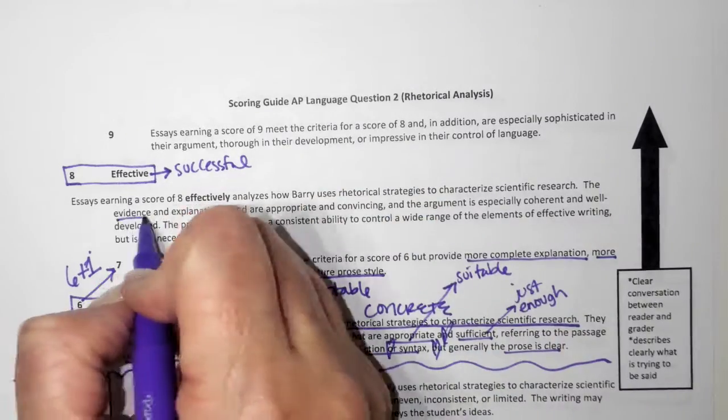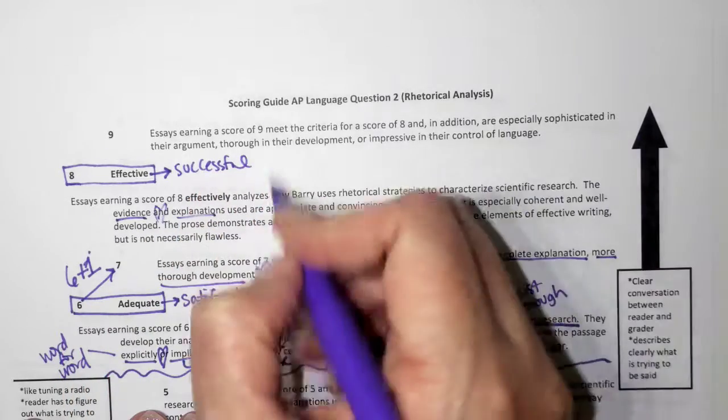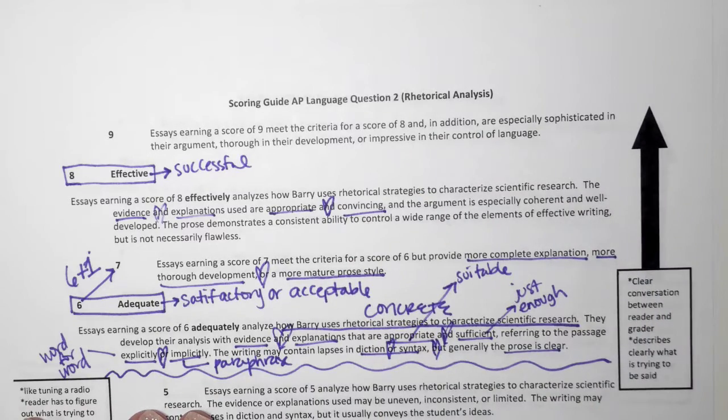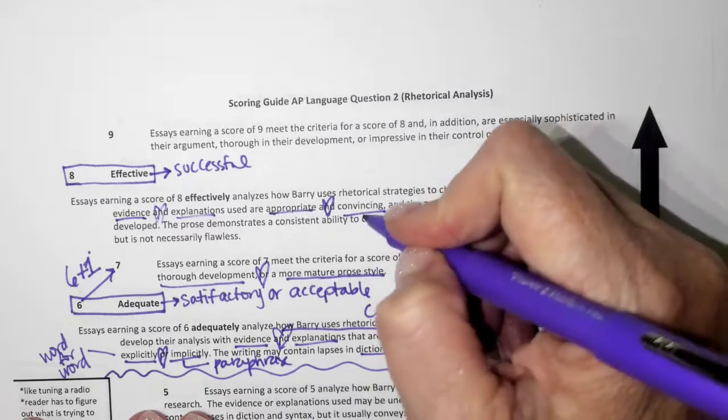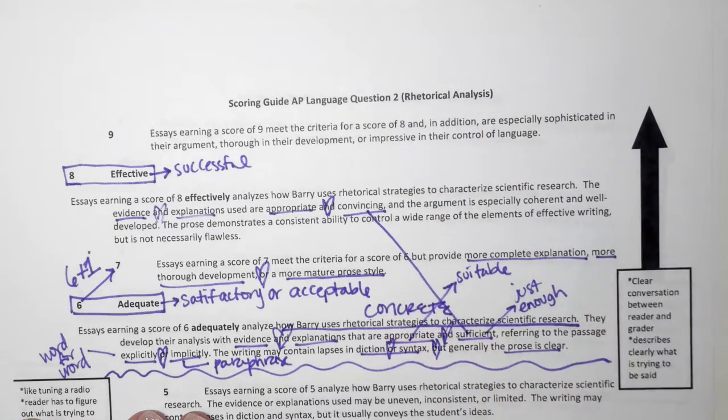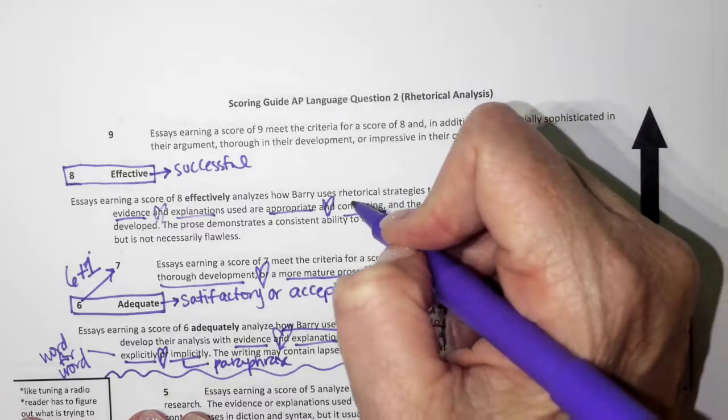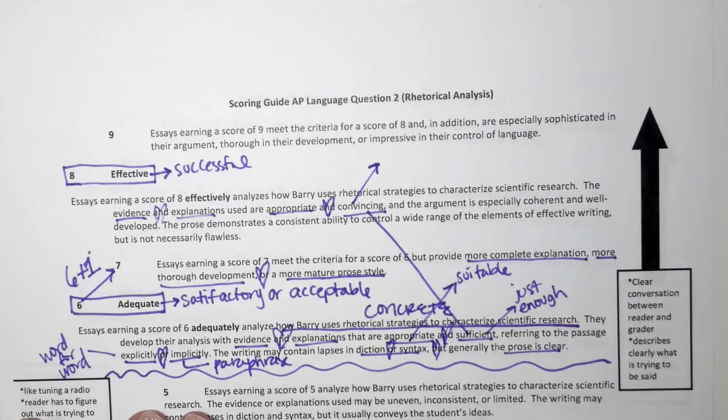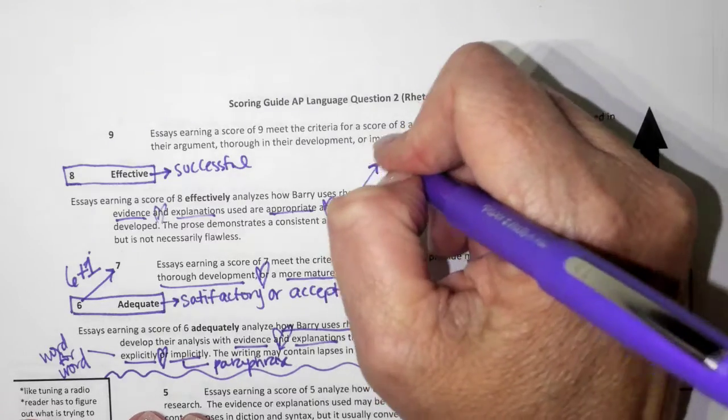So now we say the evidence and explanations used are appropriate and convincing. All right, what's different between the 6 and the 8? One word: convincing. So Brene, if you get a second, will you look up the word convincing? So notice we're moving from appropriate and sufficient to appropriate and convincing. Capable of causing someone to believe that something is true or real. And what's the next definition? Leaving no margin of doubt. Okay. I like the first one, but the second one I like better.